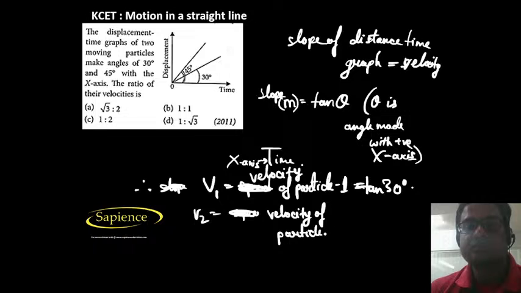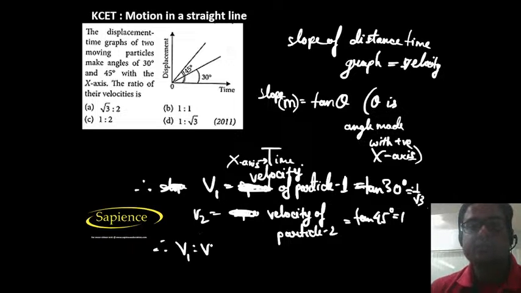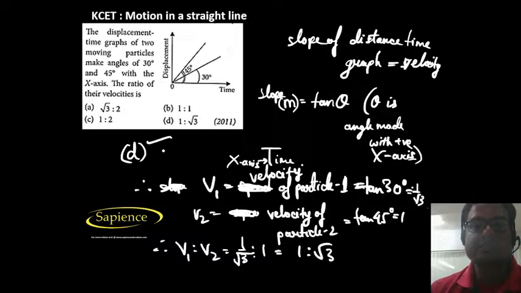So that will be equal to tan 45, which is 1, and tan 30 is 1 by root 3. So therefore the required ratio v1 is to v2 is equal to 1 by root 3 is to 1. If we multiply by root 3, that will be equal to 1 is to root 3. So therefore option D is the correct answer.